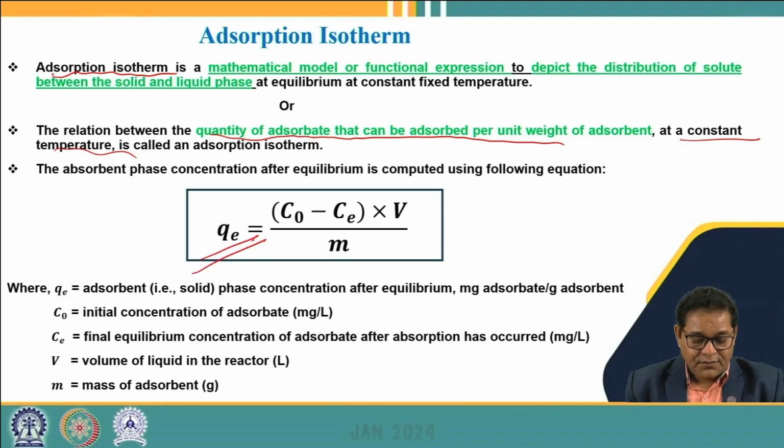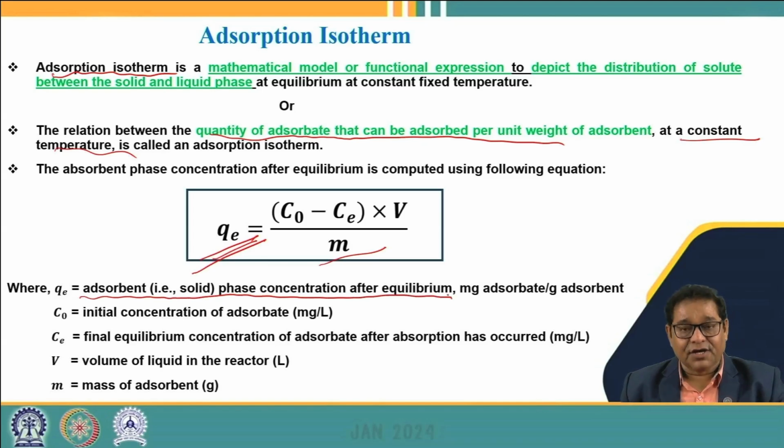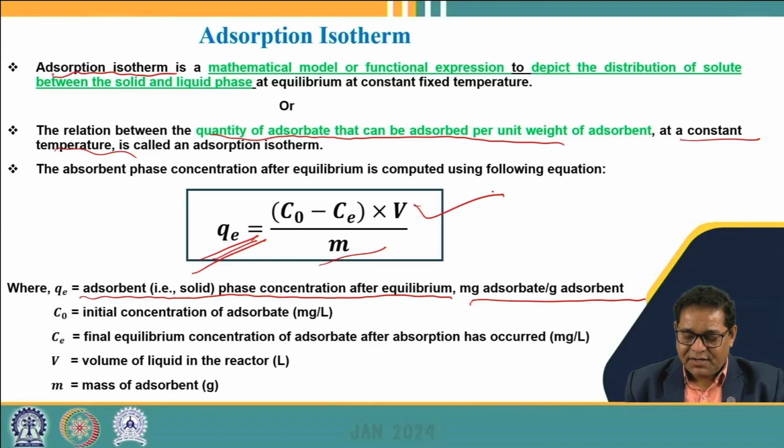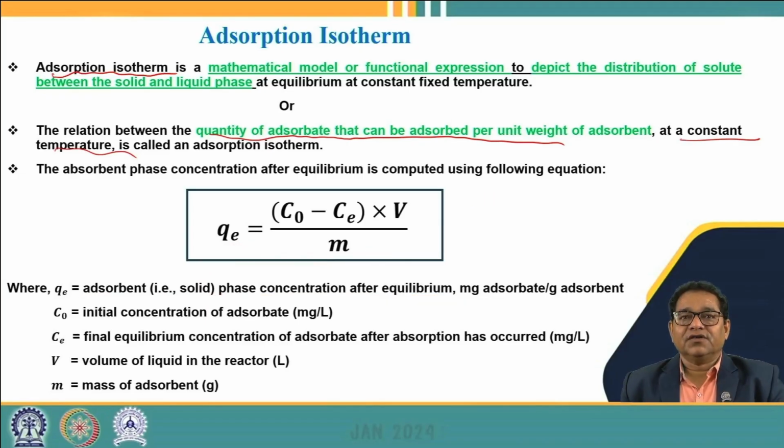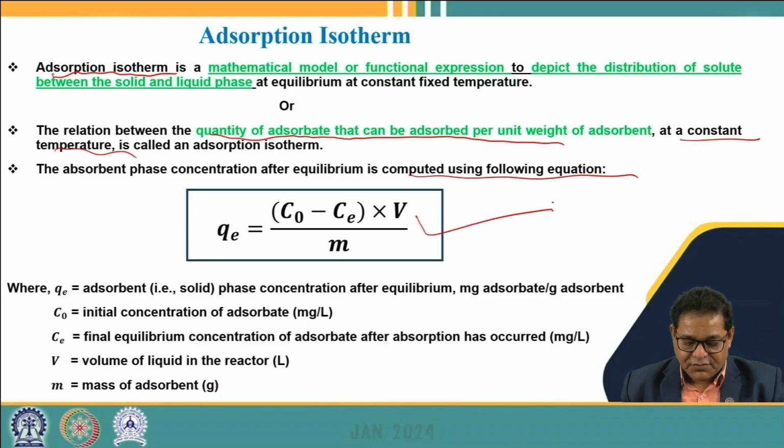So if we see the equation, Qe is equal to (C0 minus Ce) into V upon M. Qe is basically the adsorbate phase concentration after the equilibrium, meaning how much adsorbate is adsorbed per unit weight of adsorbent. So the adsorbate phase concentration after the equilibrium can be computed by this equation, whereas Qe is the adsorbate phase concentration after the equilibrium is achieved.